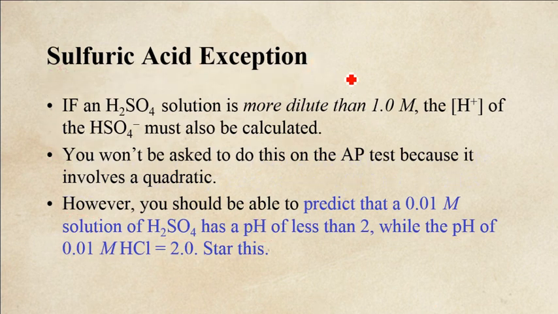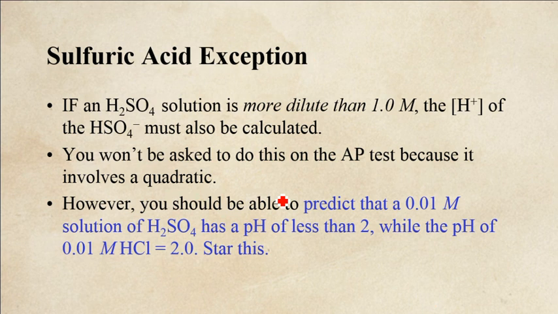The sulfuric acid exception. If a sulfuric acid solution is more dilute than 1 molar, the concentration of hydrogen ions of the hydrogen sulfate ion must also be calculated. This doesn't happen on the AP test because you're going to have to do a quadratic equation to solve, but this is an exercise all of us should see at least once, so here we go.